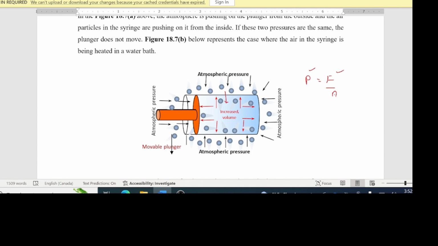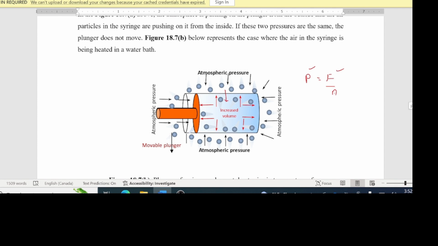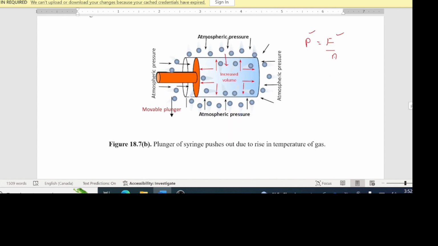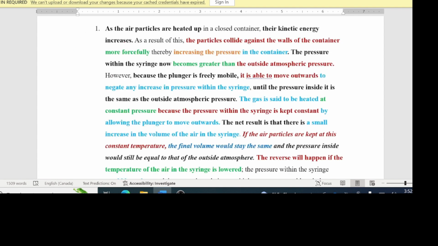When you heat it up, you get an initial increase in pressure, but as the volume increases, the pressure becomes equal to that of the atmosphere at that particular temperature. The net effect is a gain in volume. You get some increase in volume of the gas as the temperature rises. Let's see what we wrote here.